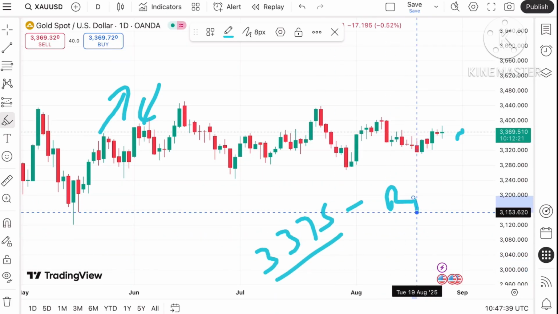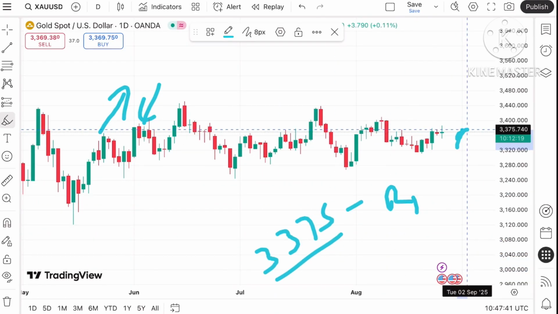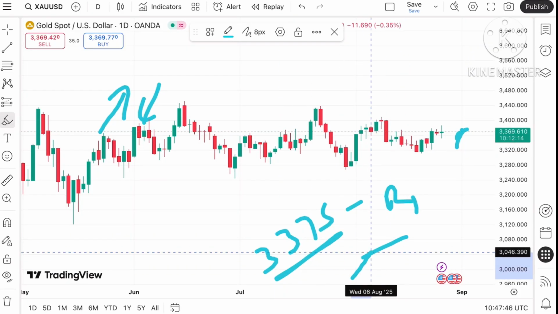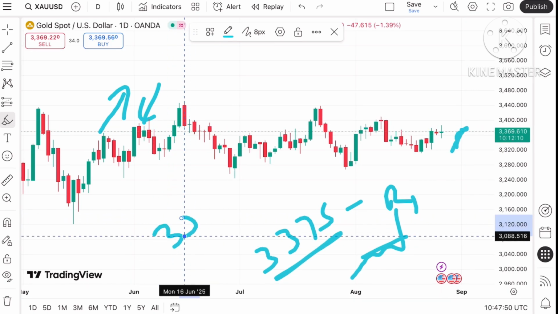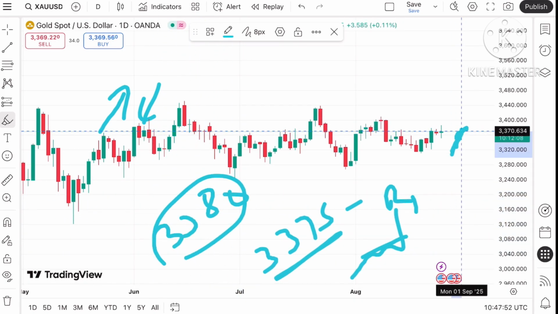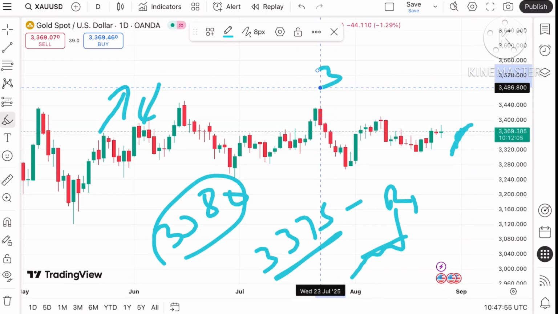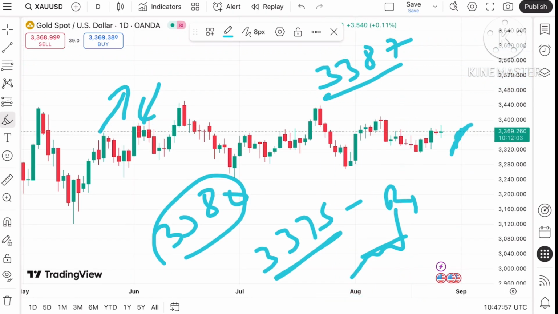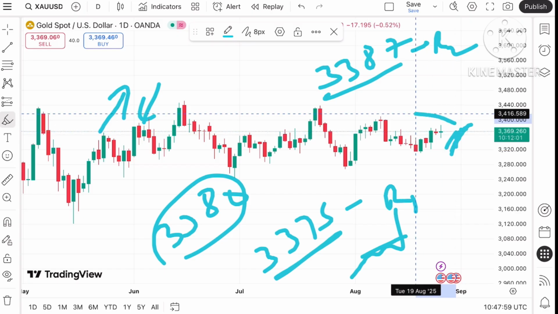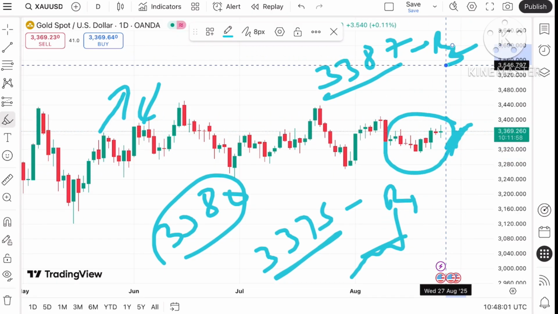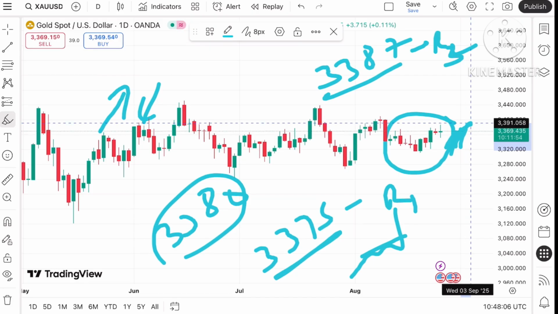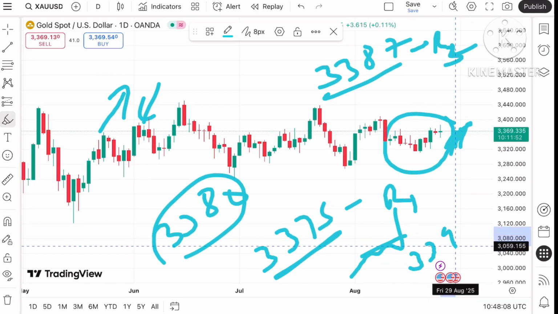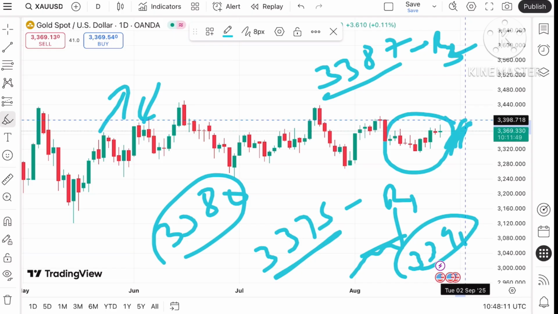Okay, that is a resistance, and if the price moves off this level, then the next resistance comes after 3375, which is already weak, so the price can rise above that level and move towards $3380. If the price sustains above 3380, we can see a probability of touching 3387, which is a resistance too. If the price goes above that level, there can be a further upside, with a probability of touching 3391.